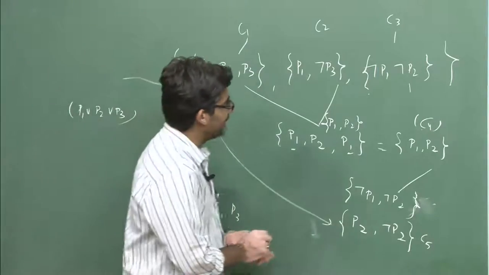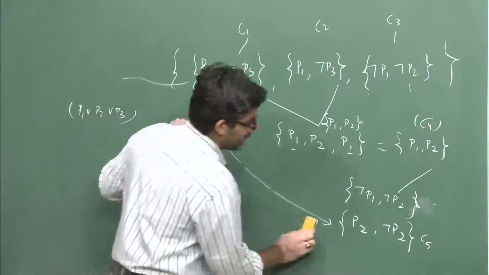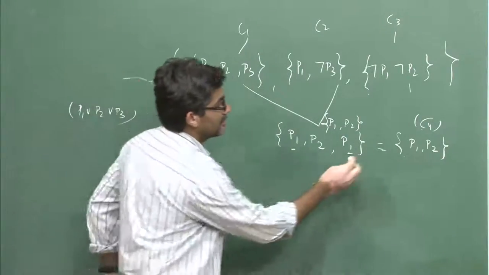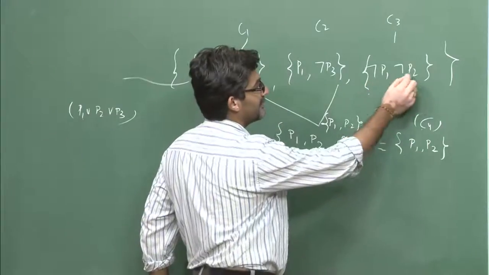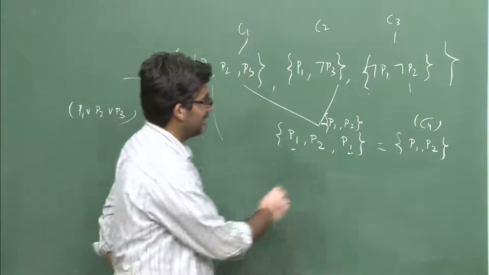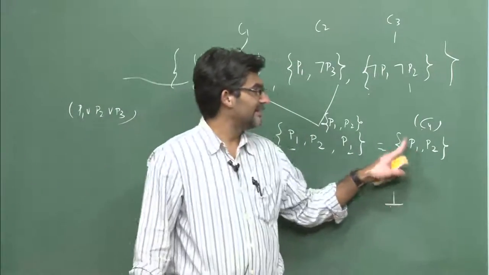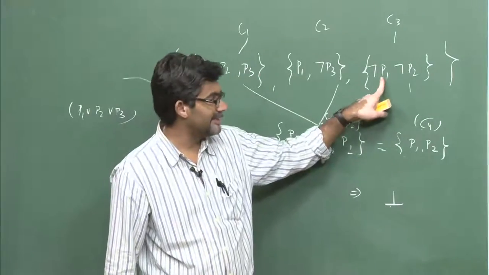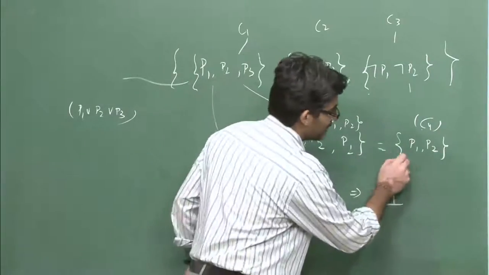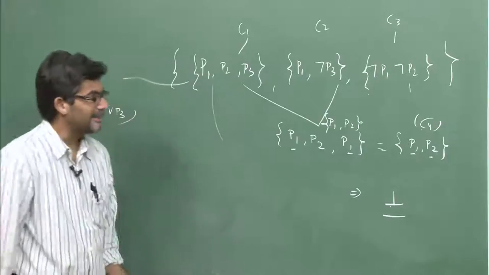So now you have P1 here and P2 here, and you have not P1 and not P2. Applying resolution on both P1 and P2 simultaneously, since you have a literal here and a negation of this literal here, and in the same way not P2 here and P2 here, you will be left with only an empty clause.